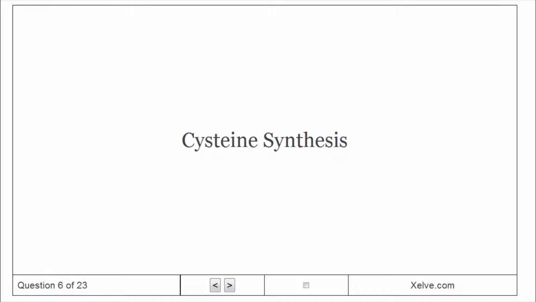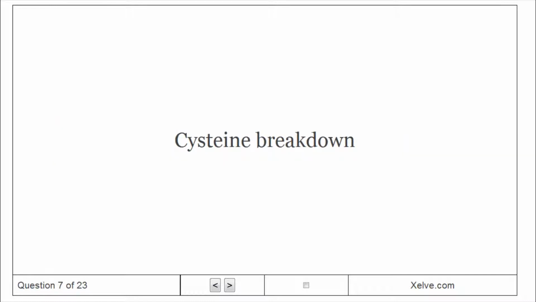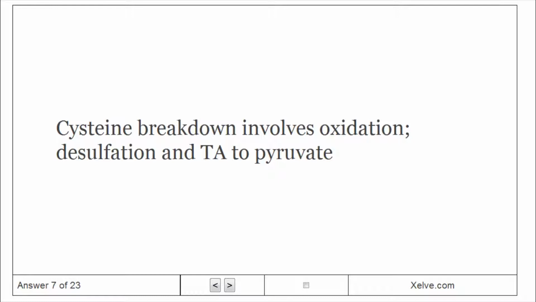Cysteine synthesis. Synthesis of cysteine requires condensation of homocysteine and serine. Sulfur comes from the essential amino acid methionine. Cysteine breakdown. Cysteine breakdown involves oxidation, desulfation and transamination to pyruvate.